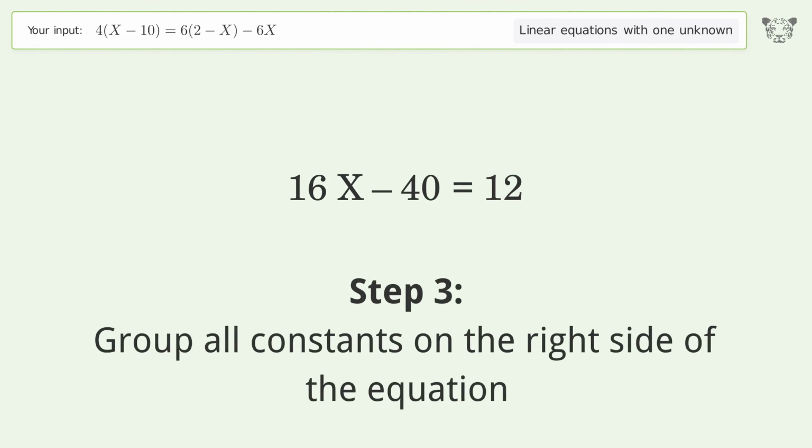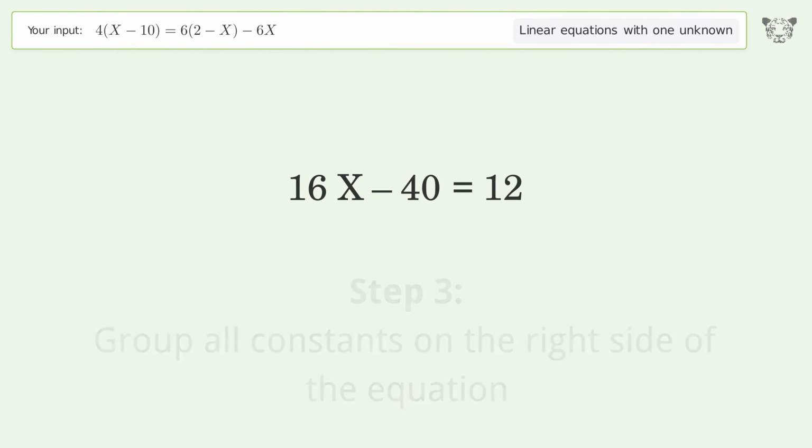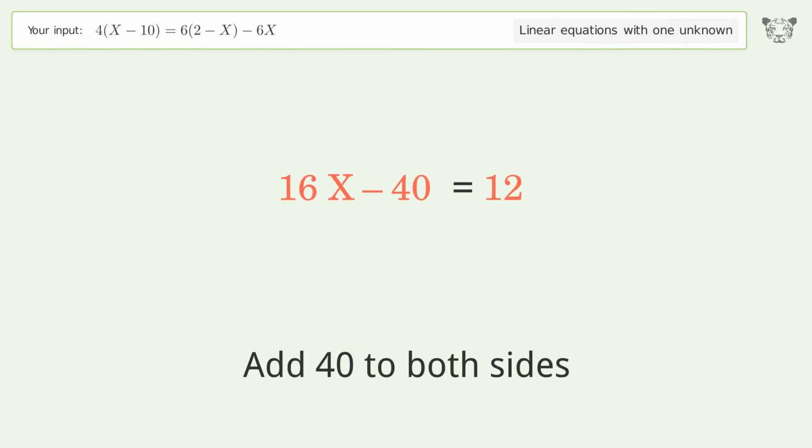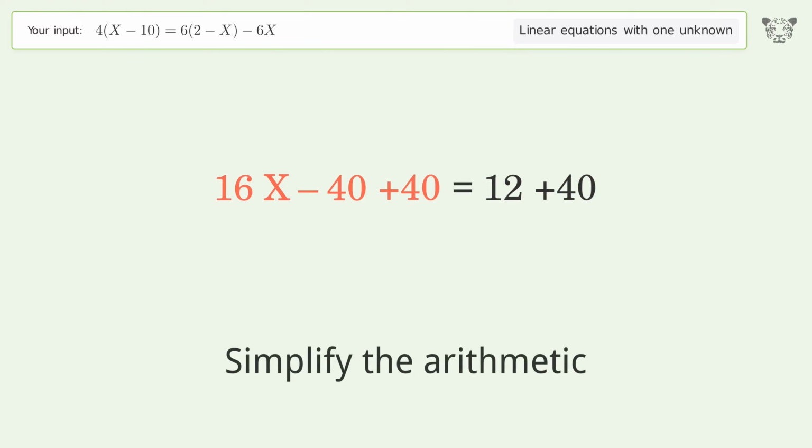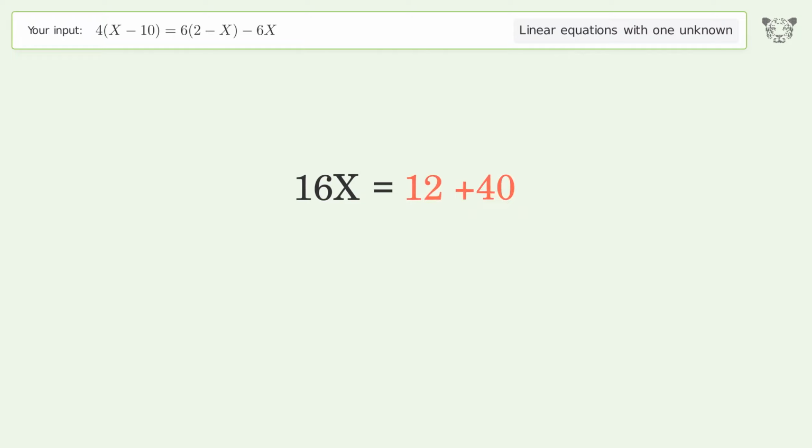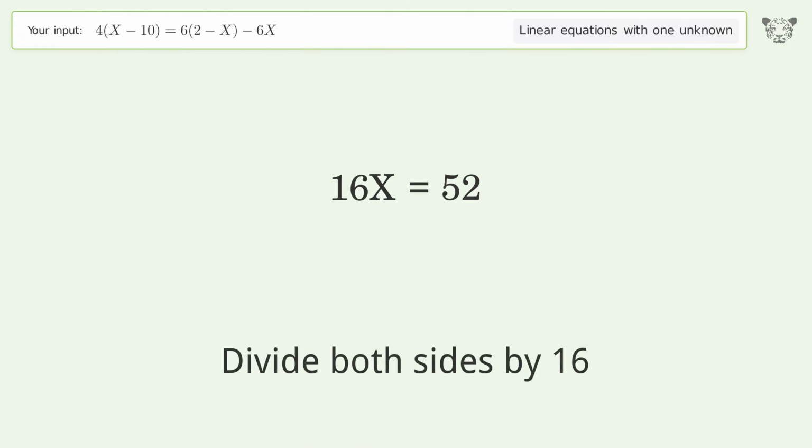Group all constants on the right side of the equation. Add 40 to both sides. Simplify the arithmetic. Isolate the x. Divide both sides by 16.